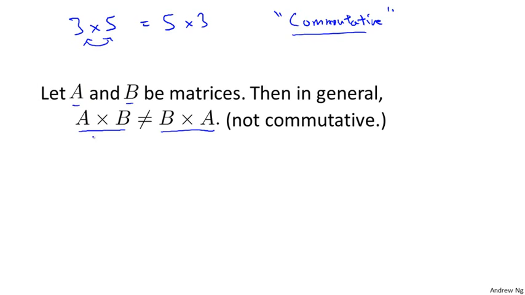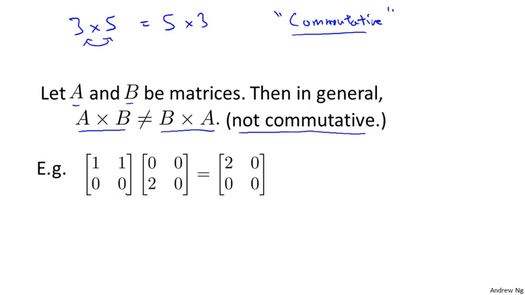It's not okay to arbitrarily reverse the order in which you multiply matrices. So we say that matrix multiplication is not commutative. It's a fancy way of saying it. As a concrete example, here are two matrices. This matrix [1 1; 0 0] times [0 0; 2 0]. And if you multiply these two matrices, you get this result on the right.